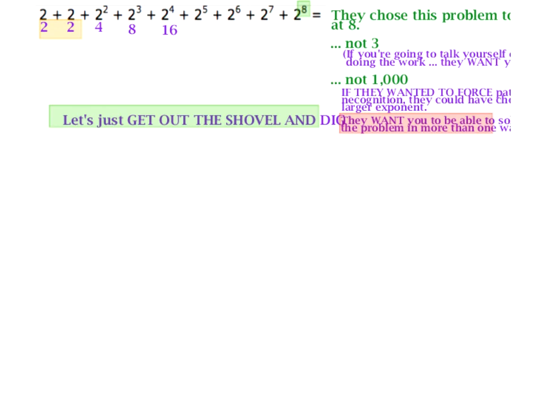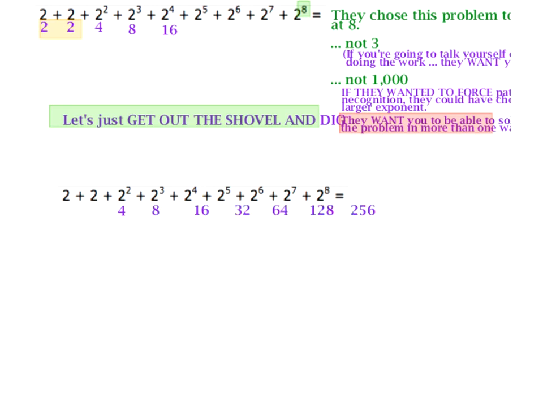Let's just do it. So it's 2 plus 2. Let's take this thing over here again, copy it and paste it. So this is 2. This is also 2. This is 4. This is 8. This is 16. This is 32. This is 64. That's 128, and that's 256.